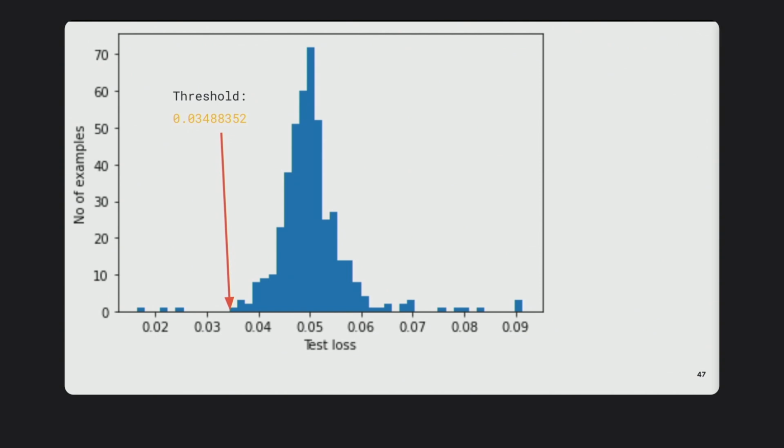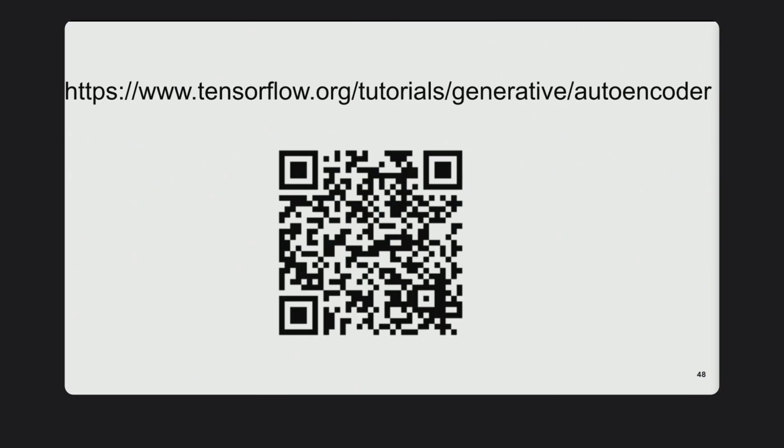And again, this is a very simple one that we're doing here. It was just 140 bytes of data. If you're doing this for anomaly detection in the real world, you're going to be using something a little bit more complicated, but hopefully this is a good introduction to it.